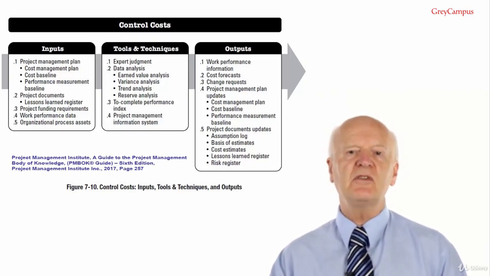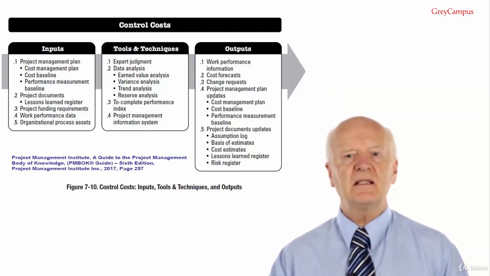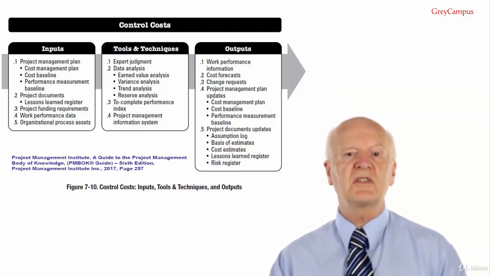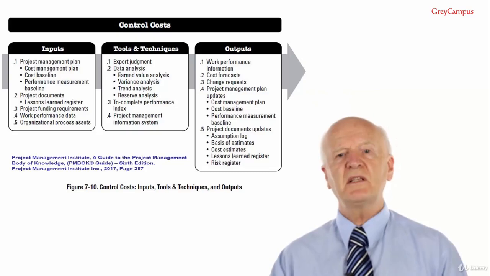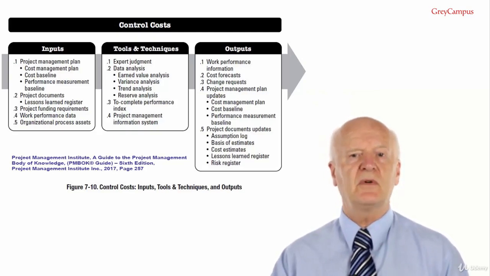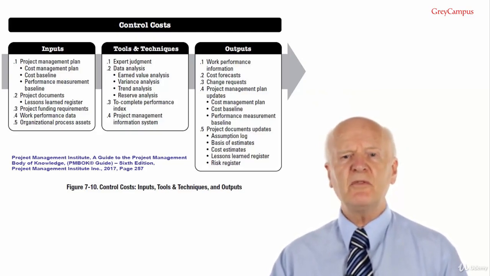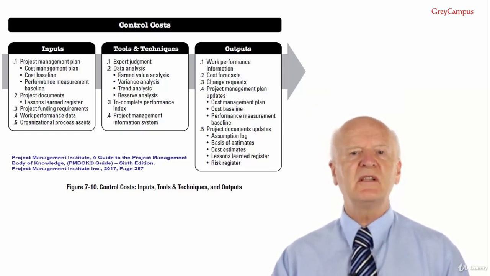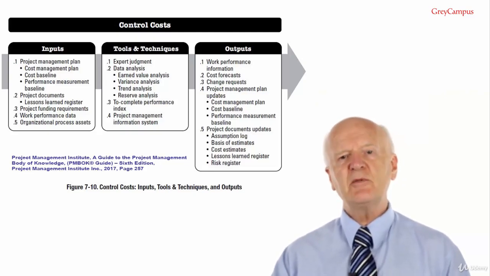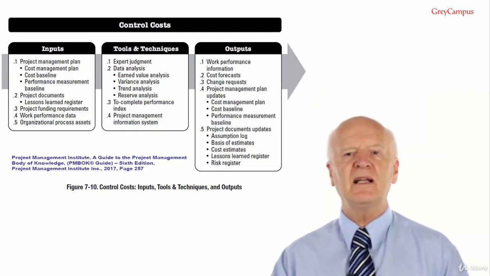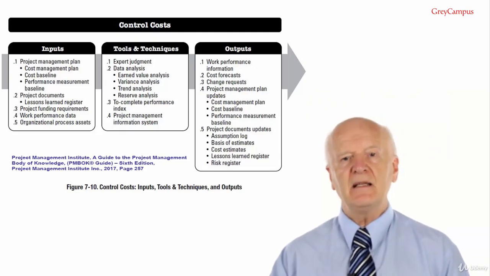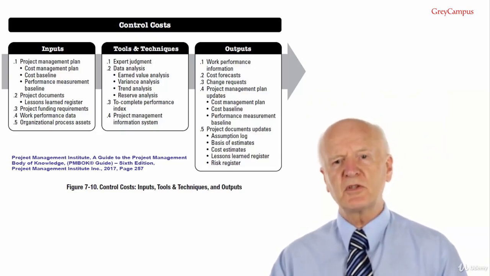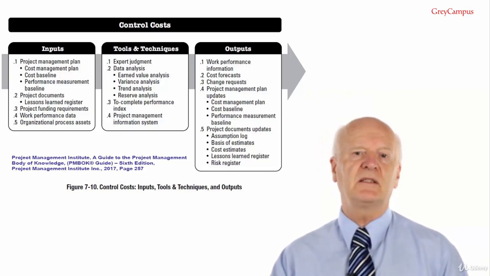Tool and technique number 2, data analysis. The techniques that can be used to control costs include earned value analysis, EVA. This is a big section and it's very important that you understand it. I'm going to simplify it as much as I can, but you also need to study it in the PMBOK guide in conjunction with my explanation. As we go through this, please remember that earned value is the value of the project work we have produced, i.e. the value of the deliverables produced, both complete and incomplete.